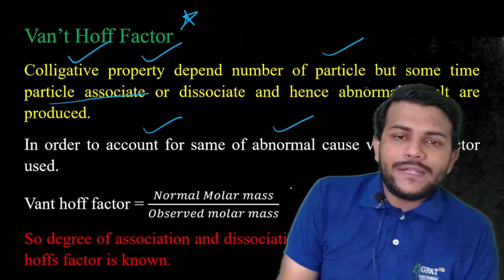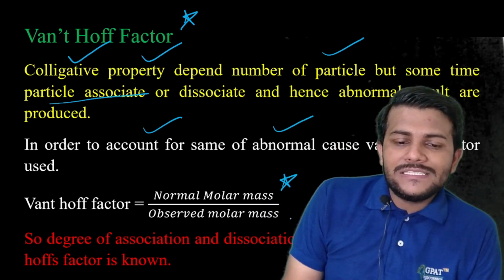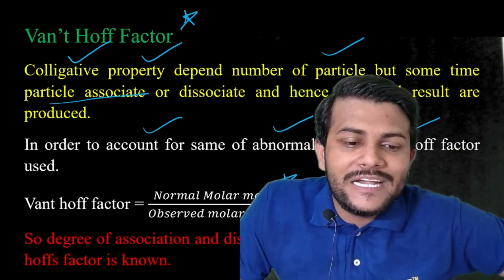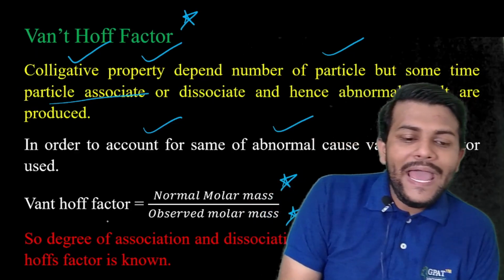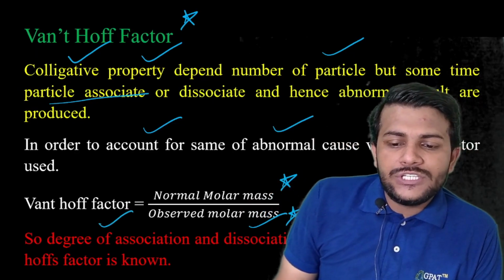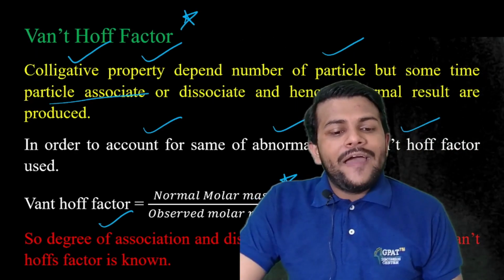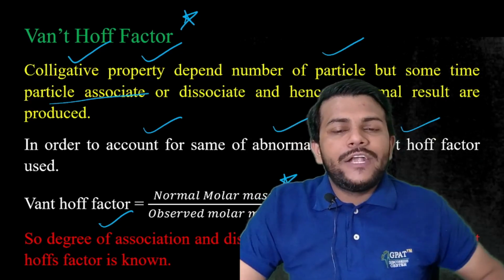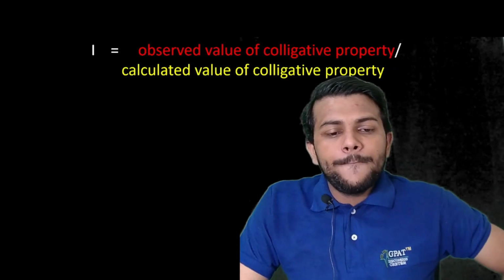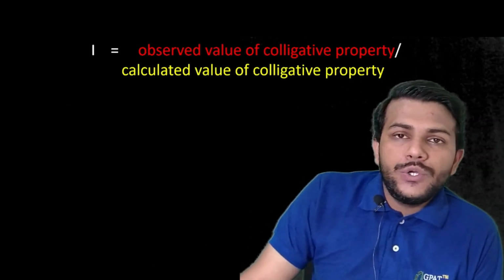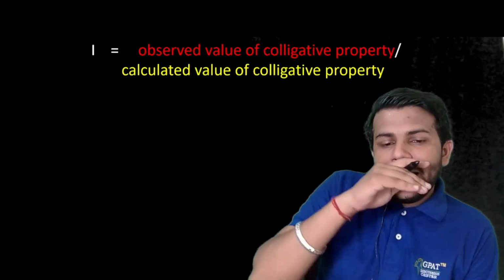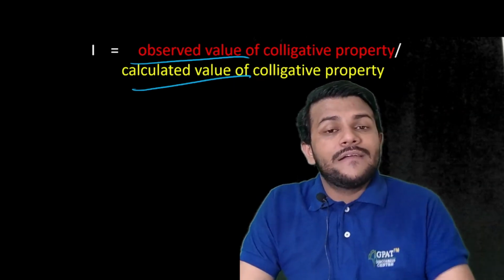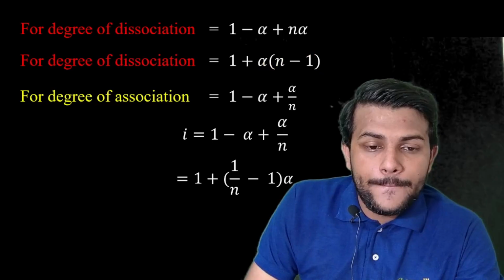What exactly is the Van 't Hoff factor? It is the normal molar mass divided by the observed molar mass. The degree of association and dissociation can be calculated if the Van 't Hoff factor is known. Got it? In another way, i is equal to the observed colligative property divided by the calculated colligative property. That is another way to explain the Van 't Hoff factor.